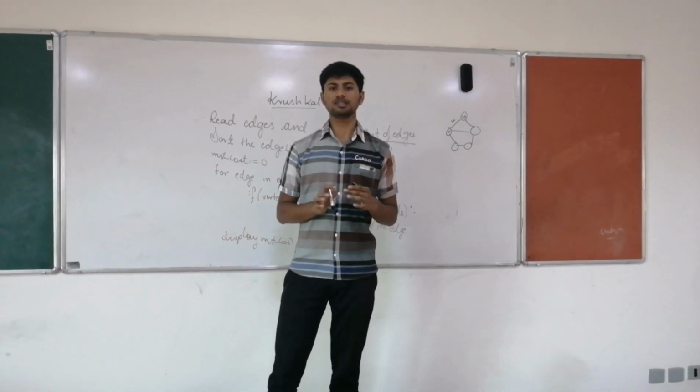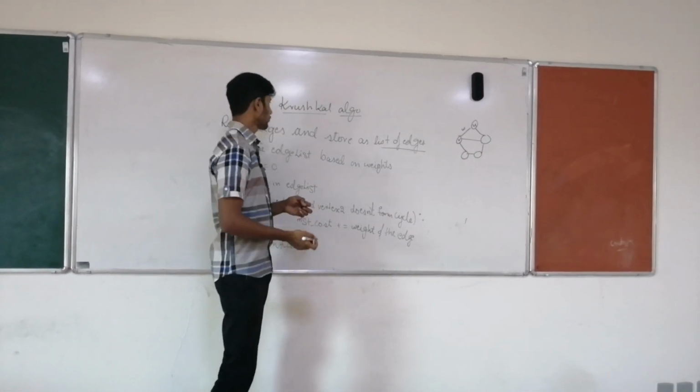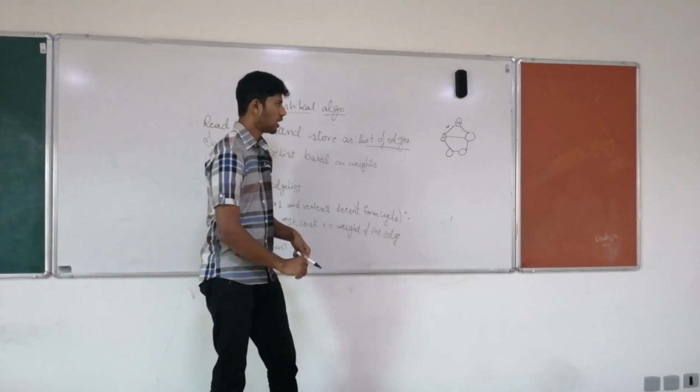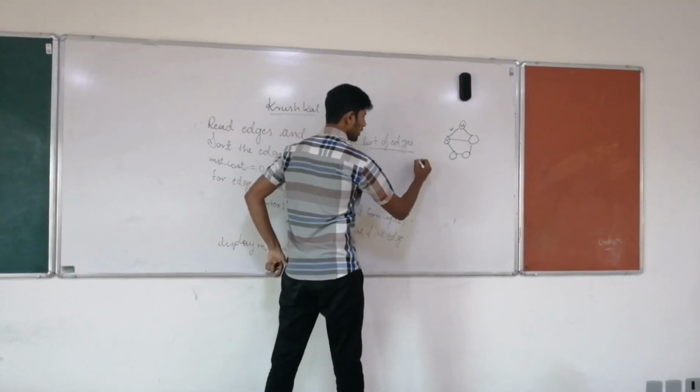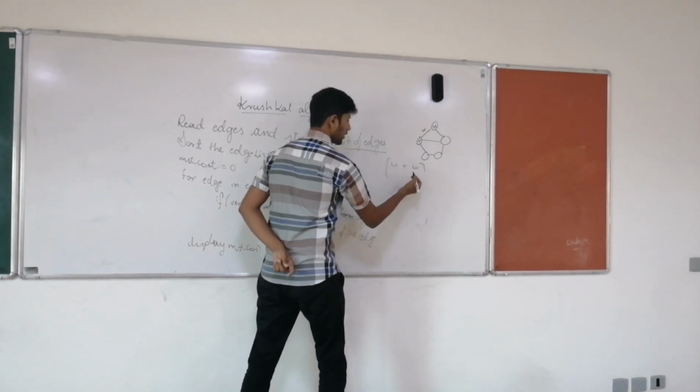I am going to teach you 4 algorithms. First of all, let's see Kruskal's algorithm. In Kruskal's algorithm, we have to first read the edges and store them as a list of edges. What does this list consist of? The list consists of 2 vertices and the corresponding weight.